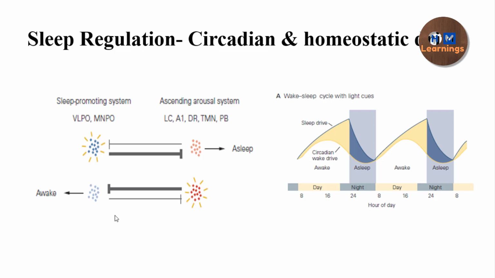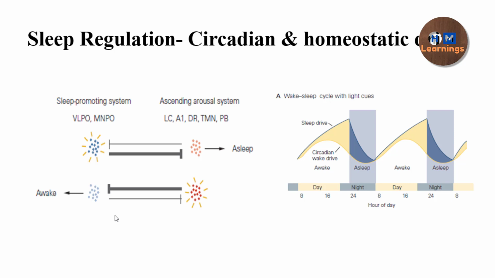So if the sleep promoting area has more activity, it is going to inhibit the ascending arousal system and execute the sleep pattern. We have also seen that there are mutually inhibitory connections between these areas, and that is how this acts as a neural switch. So only one cortical state, either sleep or awake, will be present at one particular time. For more details, if you haven't watched the previous video, go and watch it, because that video is the basis of this video.